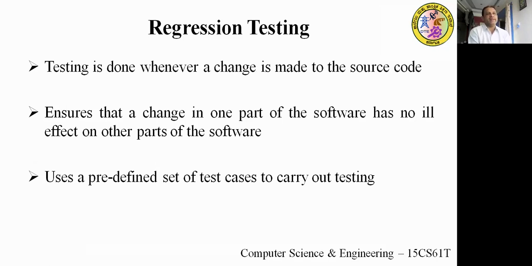Next one is regression testing. What do you mean by regression testing? Testing is done whenever a change is made to the source code. So you might have identified the bug and sent it to the developer. The developer will remove that bug and send the program back to the tester. Now the tester will not check all the code, because it has already been tested. Only the module or function where there was a bug is going to be tested. So testing is done whenever a change is made to the source code.